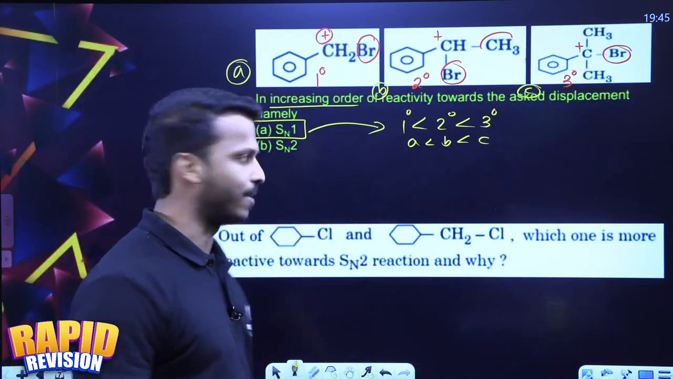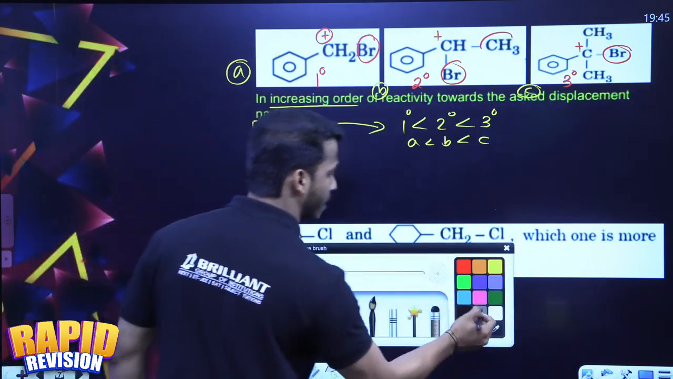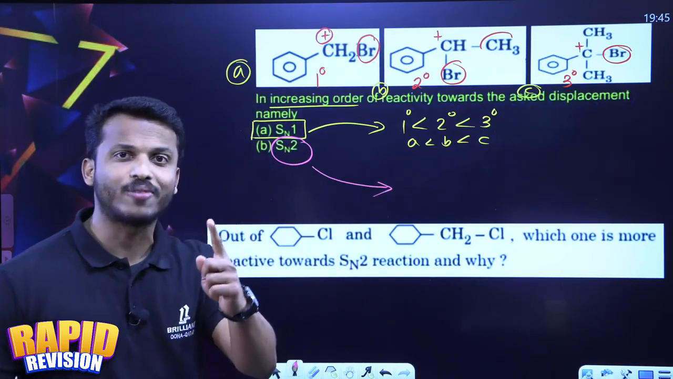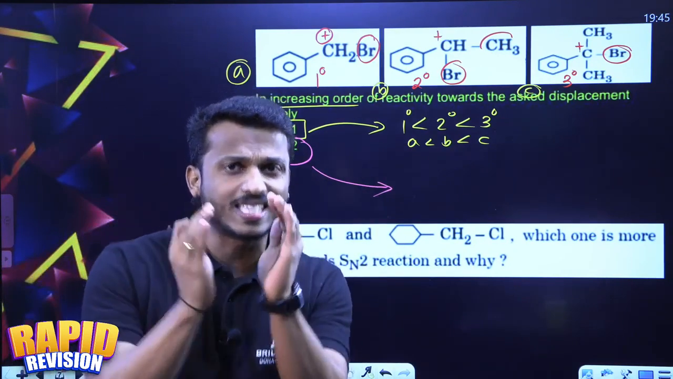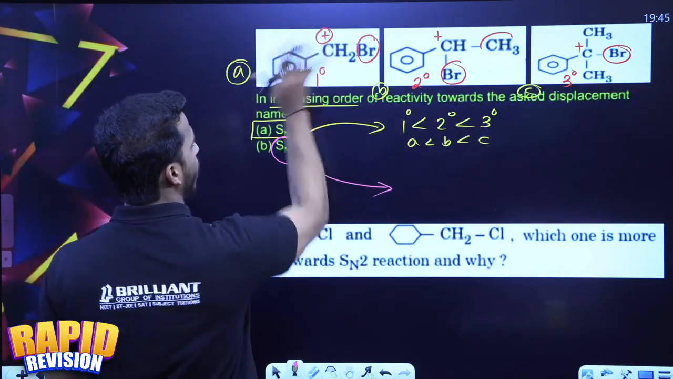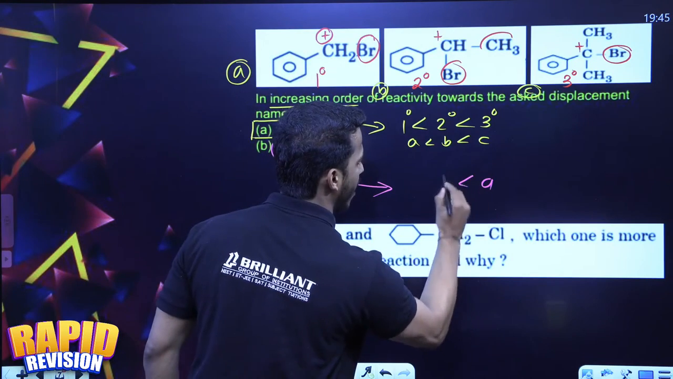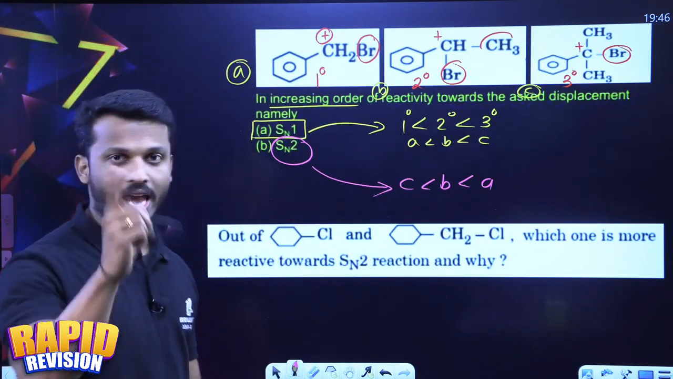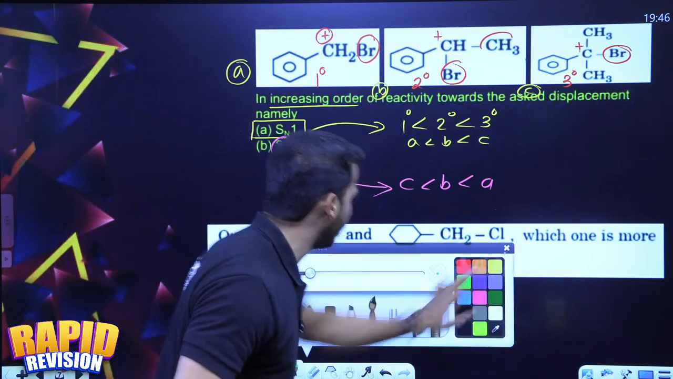This is for the SN1 mechanism. What about SN2 mechanism? In SN2 mechanism, we are checking the steric hindrance, right? Lesser the steric hindrance, more reactivity. So where is less steric hindrance? Absolutely the first one. So A, B, C, this is the order of SN2 mechanism. Let me go to question number 2, dear all.